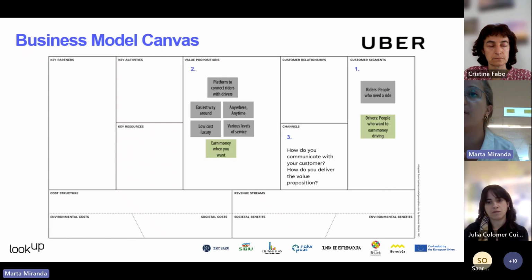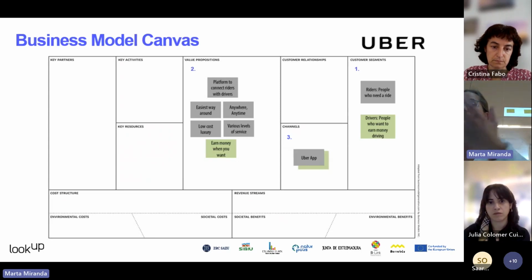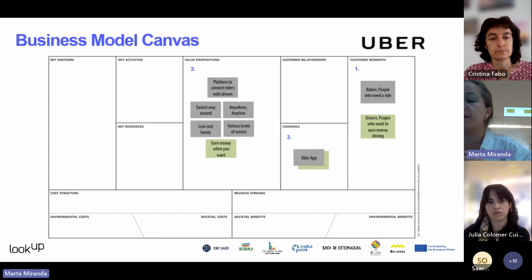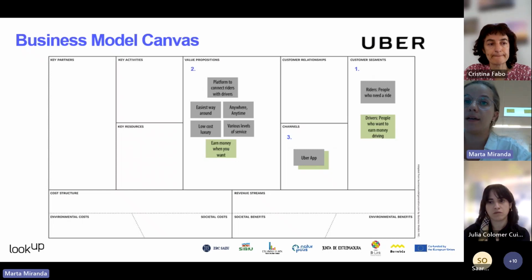The channels are the way in which we can deliver the value proposition. In the case of Uber, it's very easy. Our channel is our Uber app. It's the way our customers can connect with us to get our value proposition. It's the way in which the value proposition goes through the channel to our customer segments.